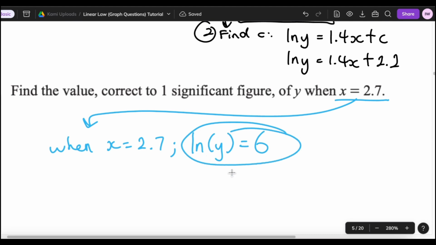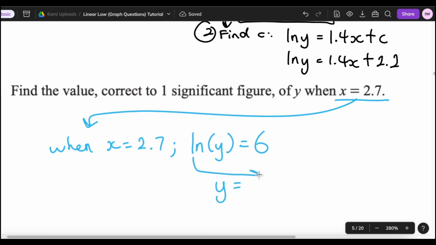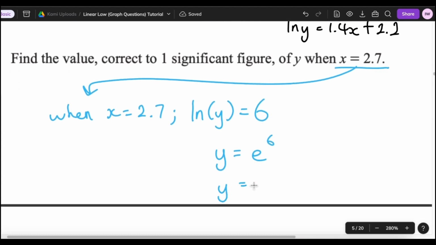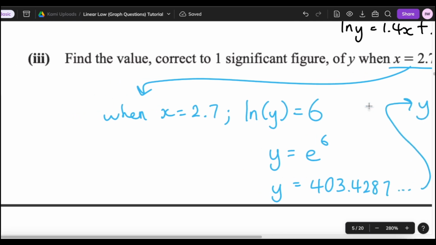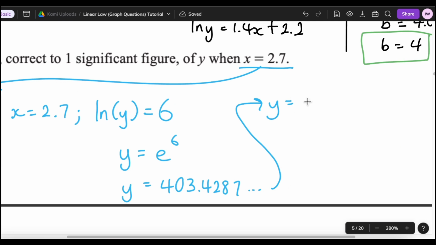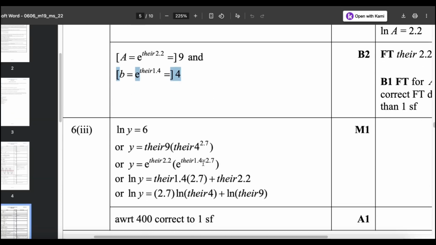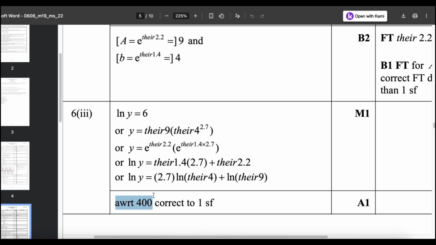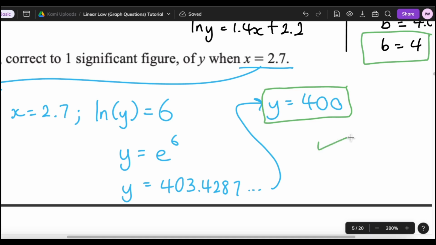And because we have this value, we can just solve for y by moving this ln to the right side. That would be e, and the 6 gets pushed up as a power. And we can calculate this to one significant figure. I get 403.4287. And you can just round this. So one significant figure should just be 400. Okay. Let's see whether that ends up being the correct answer. I'm going to open the mark scheme. And we get 400. Correct to one significant figure, as you can see here. So that's how you answer this type of linear law question.